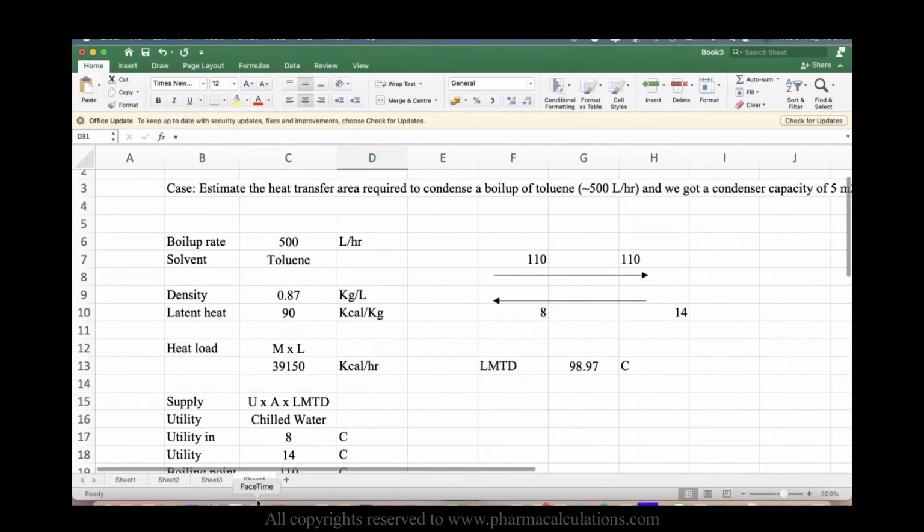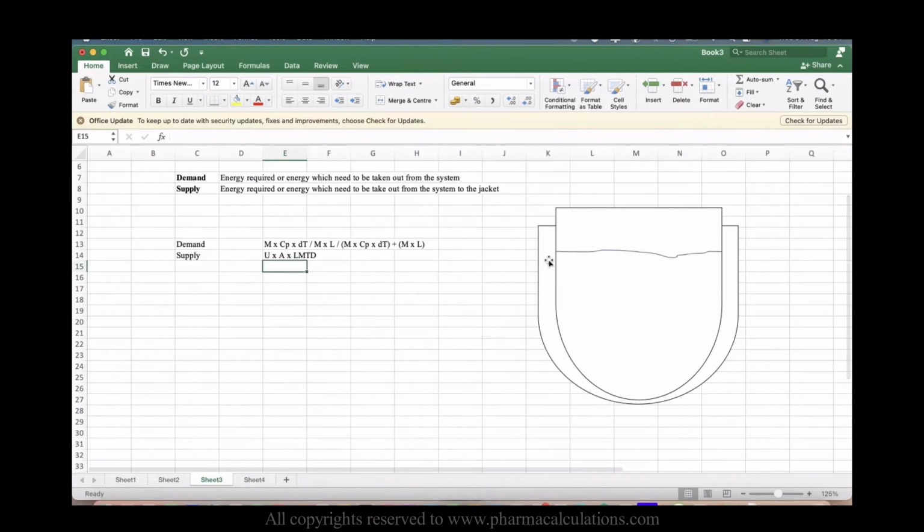So let's say using the same reactor which we have drawn, this is the heat transfer area. That means you are going to supply heat through this heat transfer area. So in this case, the amount of energy that you are going to provide through this heat transfer area will try to heat up the reaction mass.